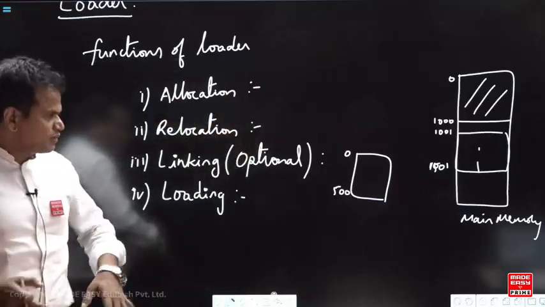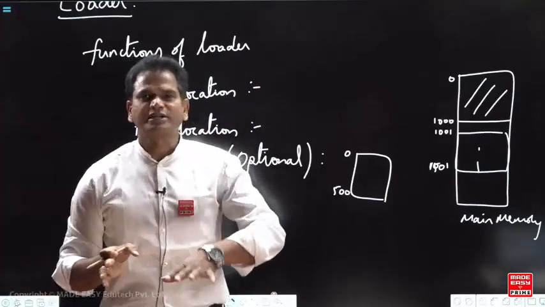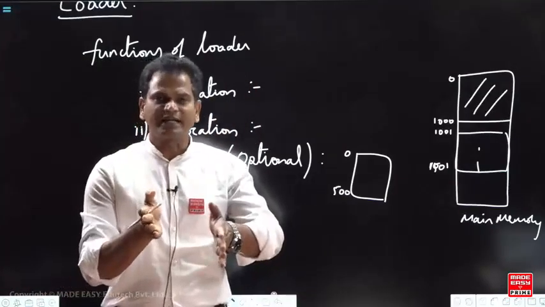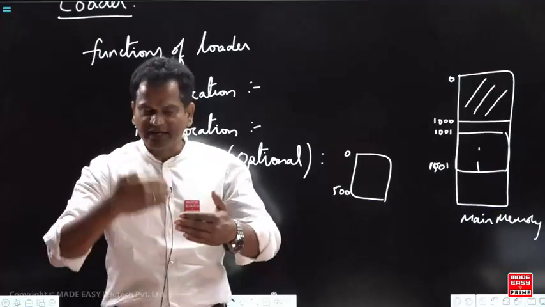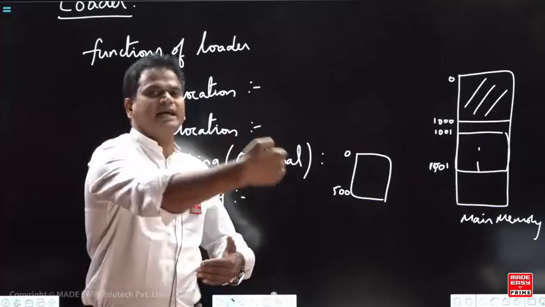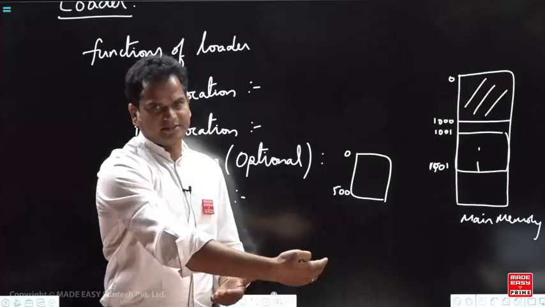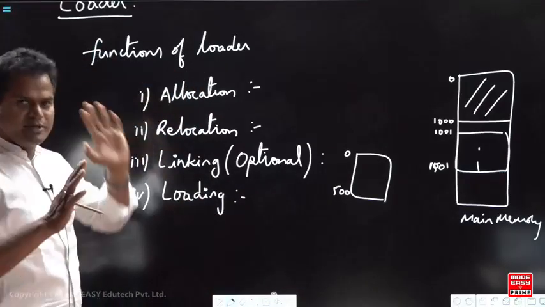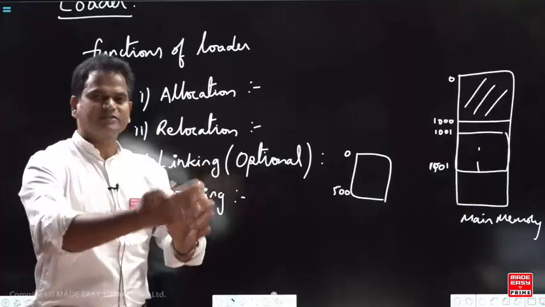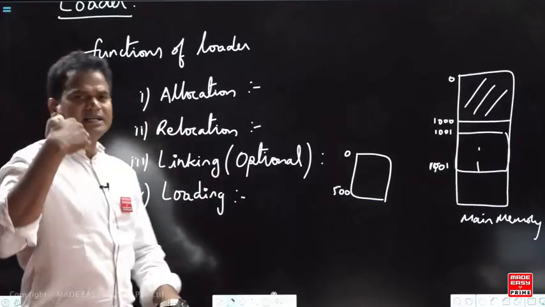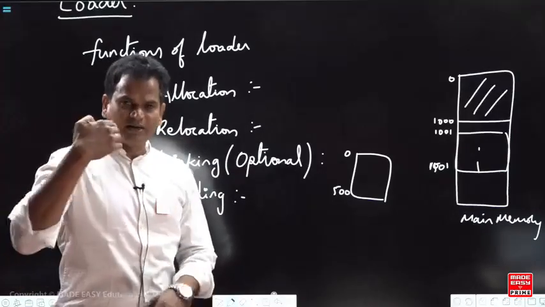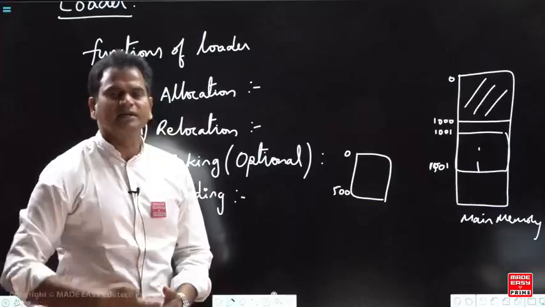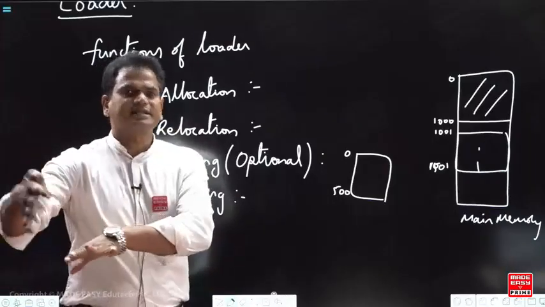Do you understand? So relocation: whatever assigned space is not available, then this program will be reallocated in some other place. That comes under relocation. Allocation means whatever space is required, that much space will be allocated. Relocation means if the specified or already defined address is not available, then it will be reallocated to some other place.